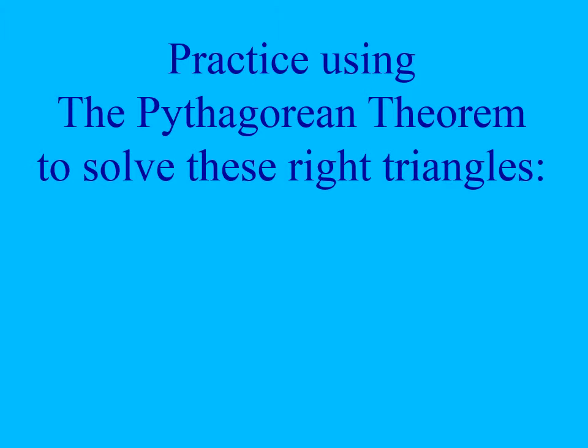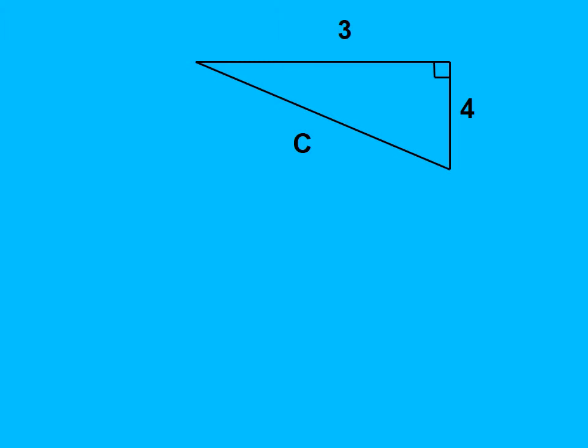Now we're going to practice using the Pythagorean theorem to solve these right triangles. Let's use Pythagorean theorem with this triangle. A squared plus B squared is equal to C squared. Pause the video now and try it out for yourself.